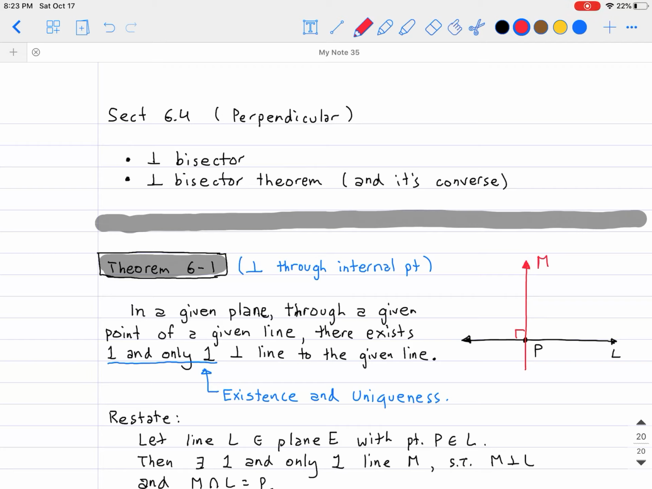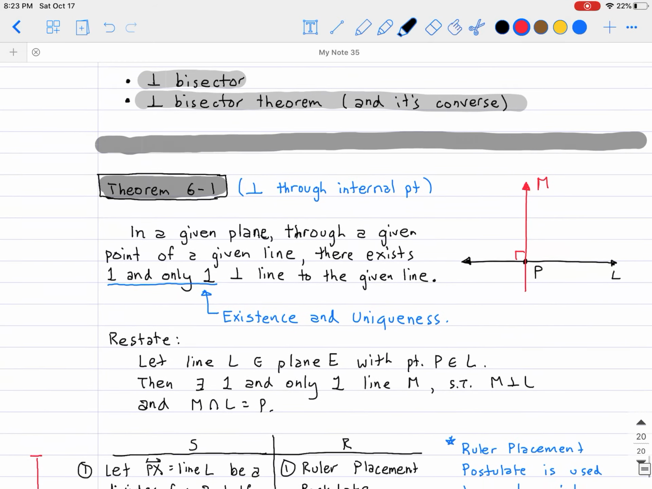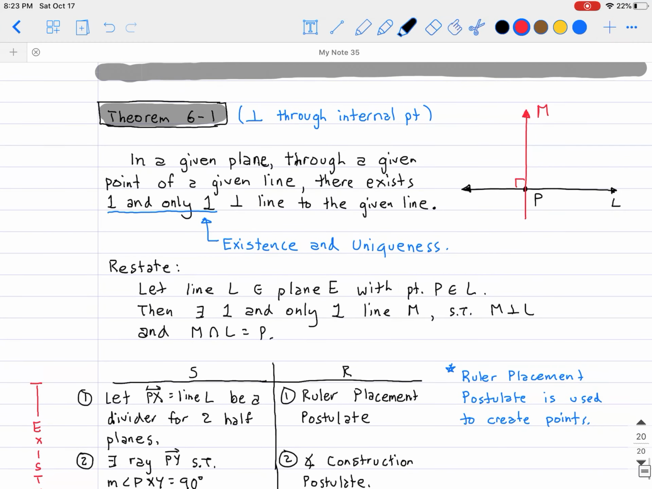So here we go. As I said, we are going to be focusing on perpendiculars in a plane. To be a little bit more specific, lines that are perpendicular to each other through an internal point and also an external point. We'll be looking more specifically at the perpendicular bisector and also something called the perpendicular bisector theorem and its converse. So let's go ahead and get started.